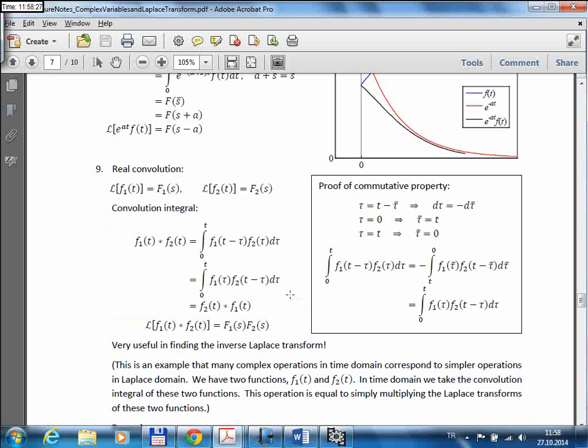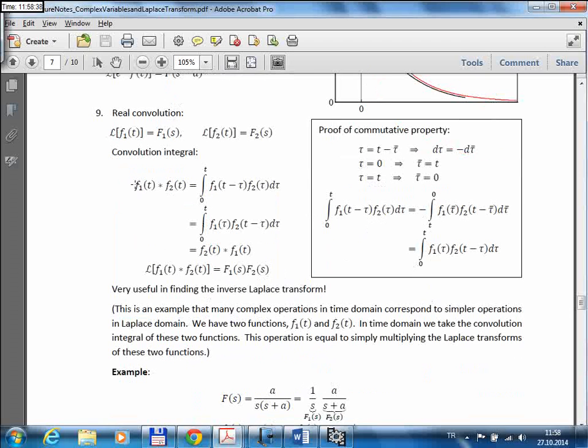And sometimes you put a circle around this star here to represent the convolution operation. So the transformation of the convolution of these two functions is equal to the multiplication of the transformations of these functions.